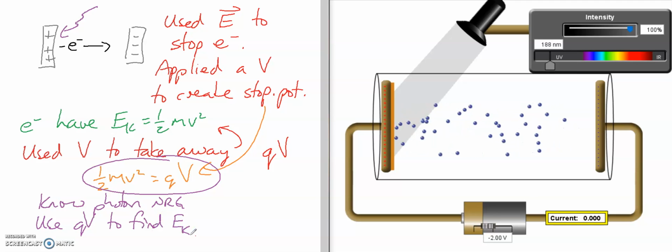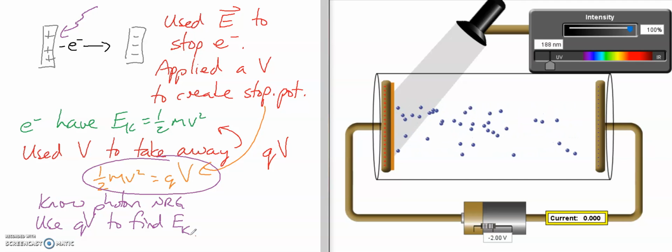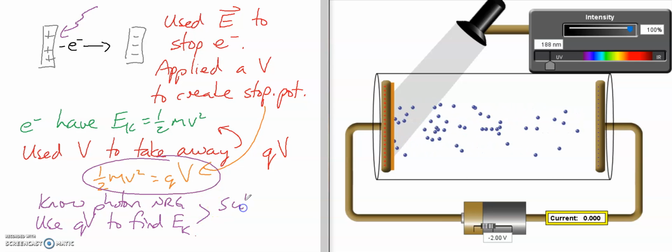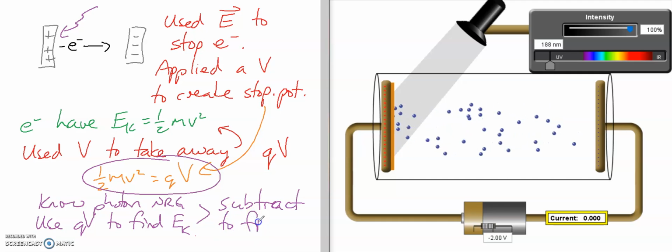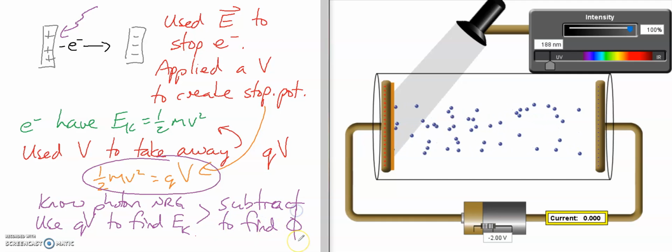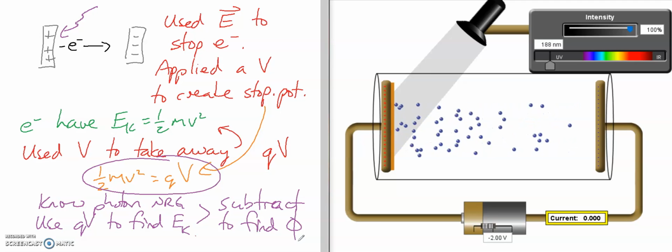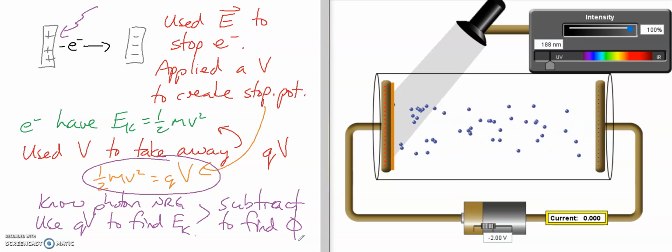Well, if you know the photon energy coming in and you know the kinetic energy of the electrons by stopping them using the stopping potential, you can actually subtract in order to find the work function. And this is how he could find the work functions of metals. Because actually knowing the speed of an electron, that's pretty much impossible. I mean, you can't see them. They're so fast, it just doesn't work.